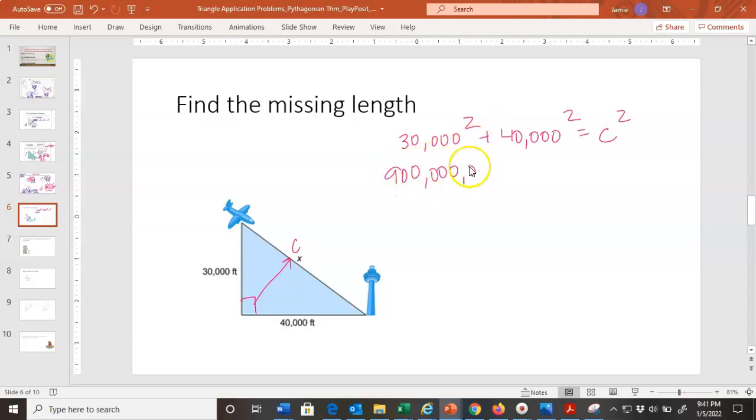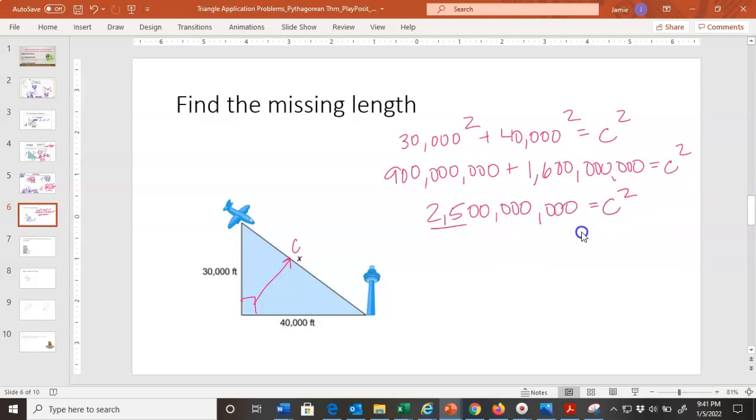Wow, okay. There we go, 1.6. Okay, and we're going to add these two numbers together. This is looking promising, especially this 25 in the beginning, right? And then to solve for C, remember you just take the square root of both sides. Of course, my calculator does not like that.